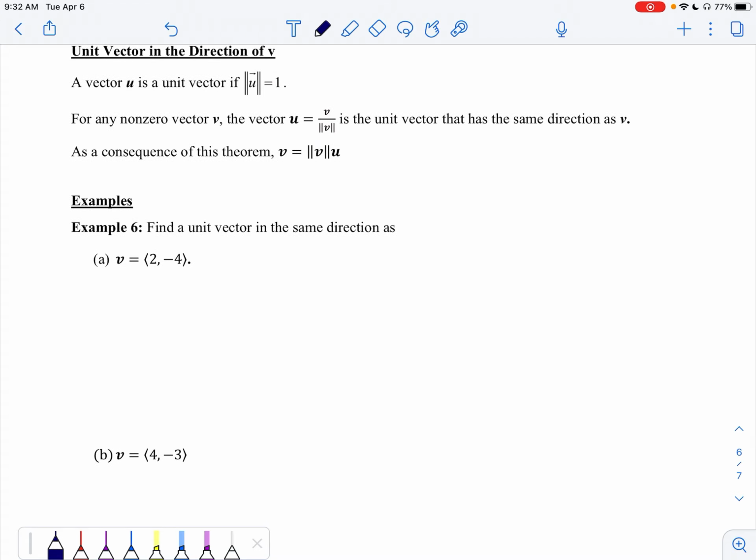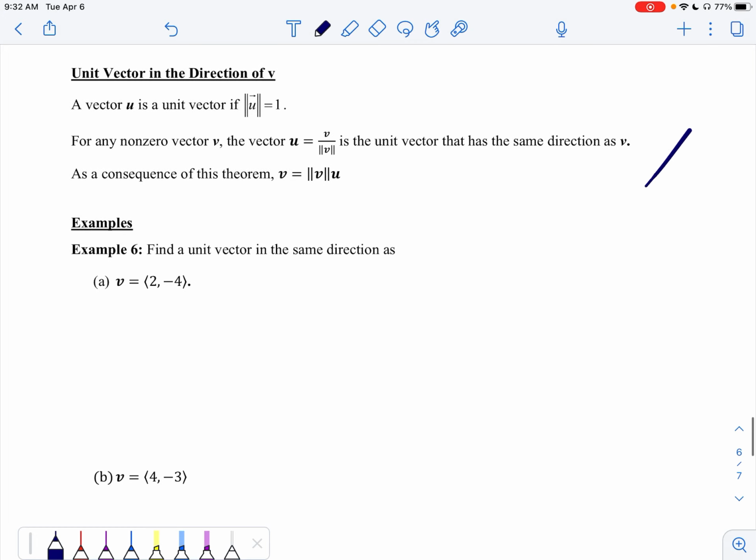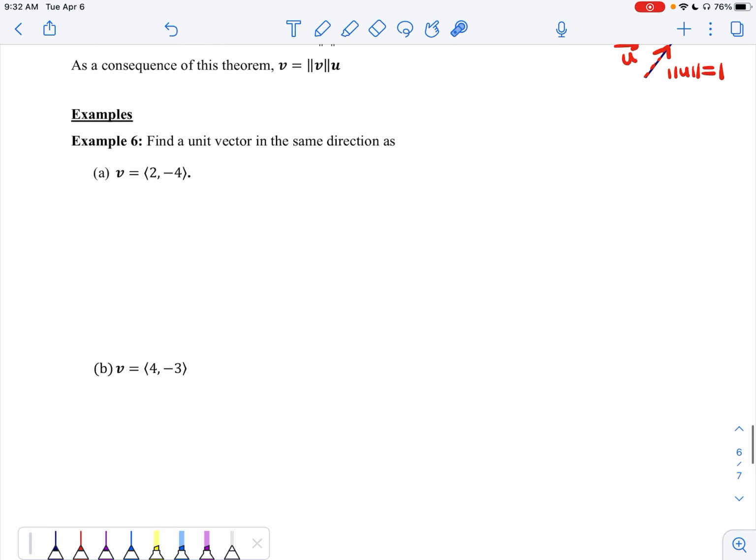So just to show this to you visually, for those of you who are visual people, say we have our vector v, then what we're looking for is a vector u in the same direction as v, but that just has a length of 1. So again, we're going to find the magnitude of vector v, divide it out, and that'll leave us with a magnitude of 1. Okay, so let's look at a couple quick examples here.